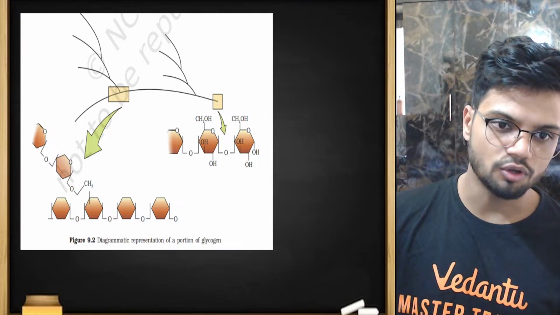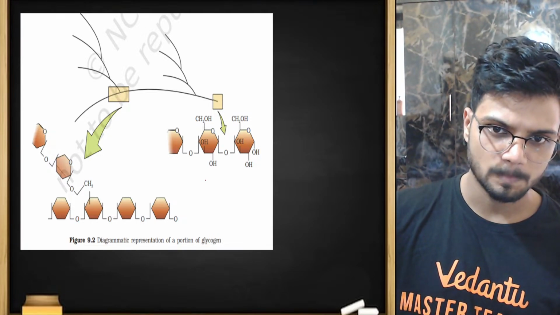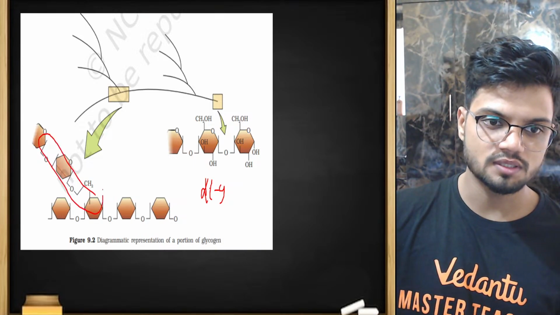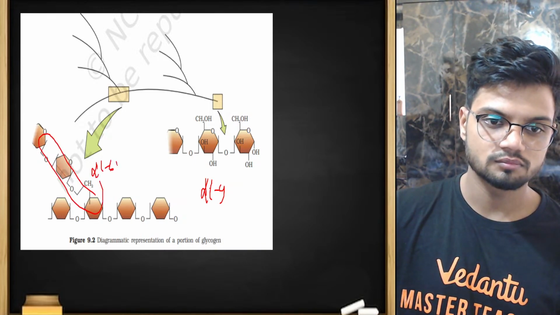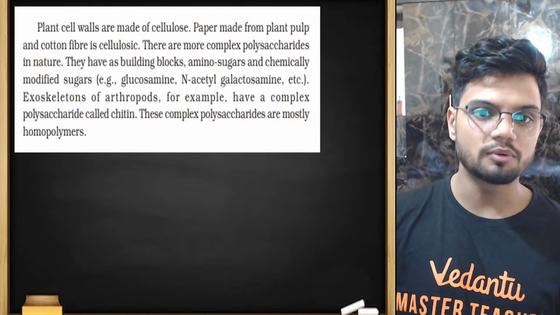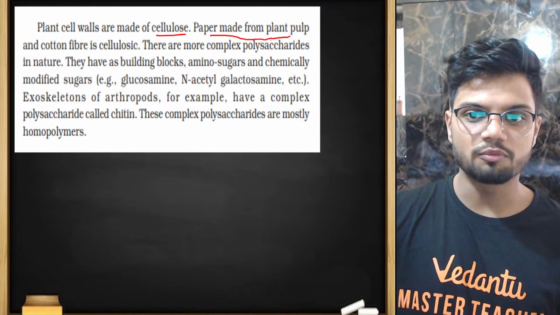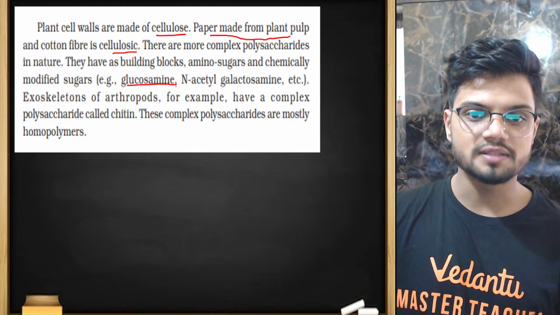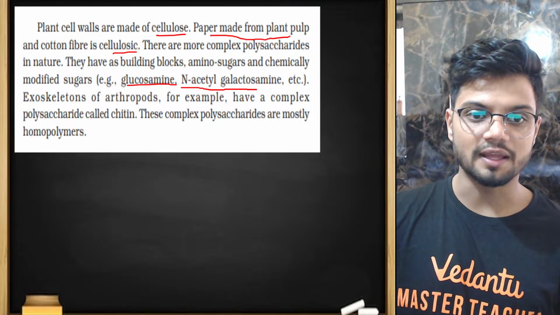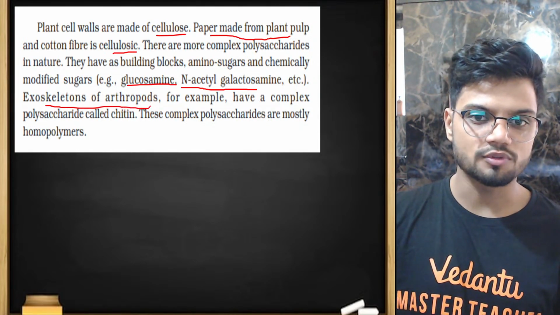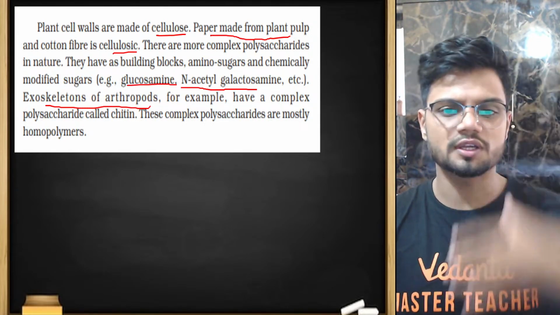Now here they're showing you the complex one for linkage. Alpha 1-4 linkage. This is 1-6. This one is 1-6. Plant cell walls are made up of cellulose, all of you know that. Paper made up of plant pulp is cellulosic in nature. N-acetyl glucosamine is found in the exoskeleton of arthropods. That is on top of the cockroach, it can be found.